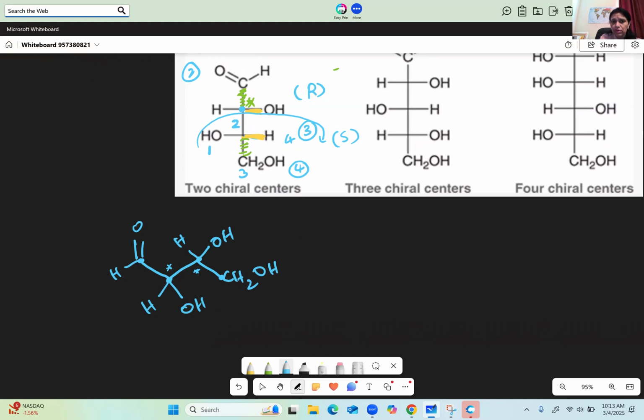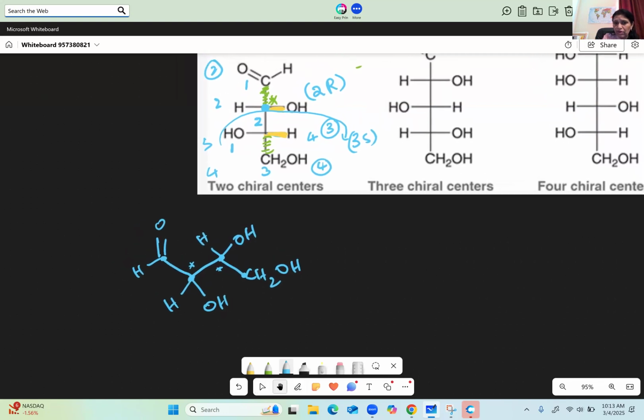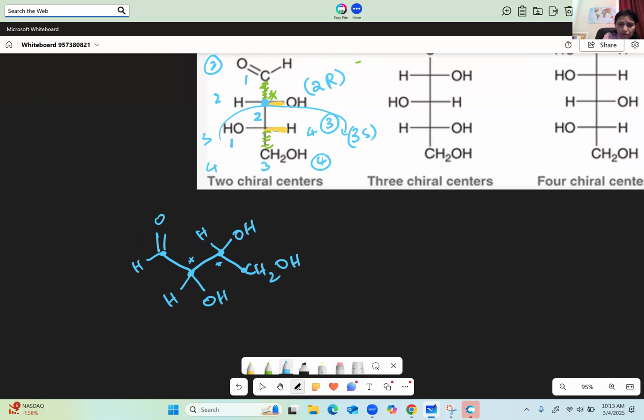So now we already decided that the second carbon is R. When I say second carbon, I'm going to number this as 1, 2, 3, and 4. So let me relabel this. This is 2R, 3S. Right, 2R3S. So that means this is my second carbon here, and then this is my third carbon. So my second carbon needs to have an R configuration.